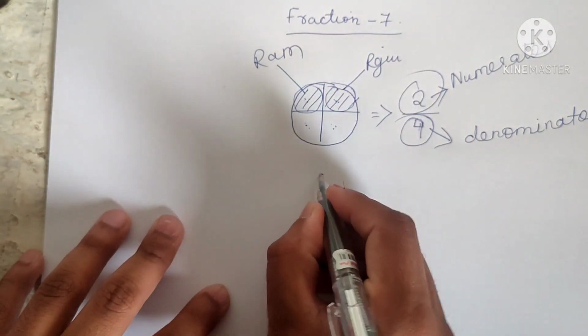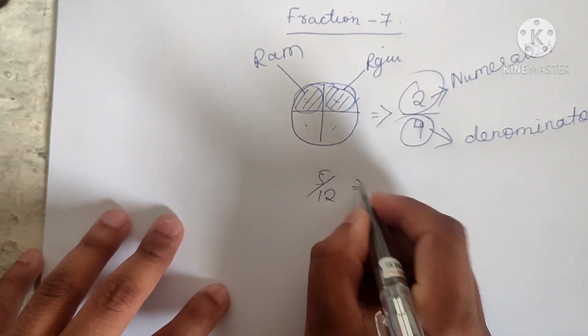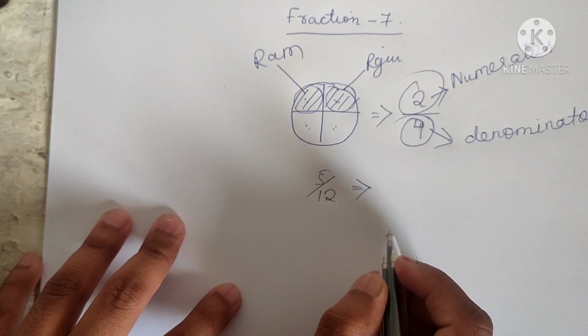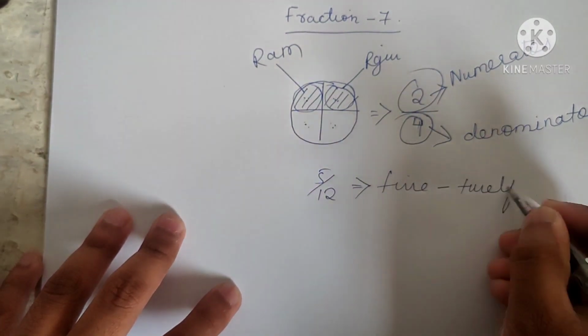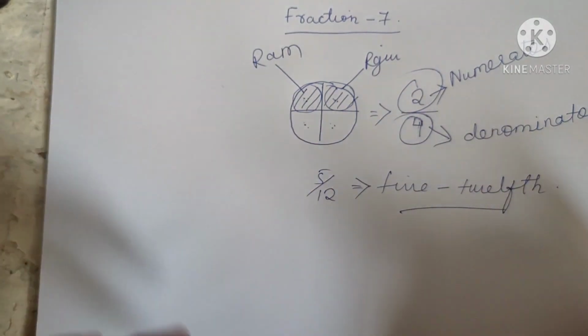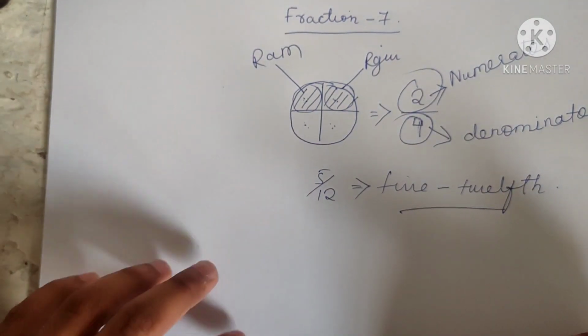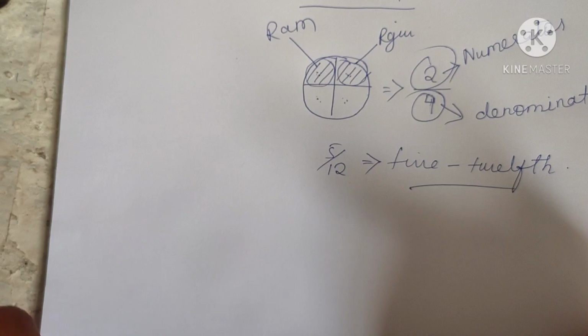So suppose you write 5 by 12, how will you say it in fraction terms? You will say that it is 5/12 of the total fraction. So in this way you can divide any given thing into fraction terms.